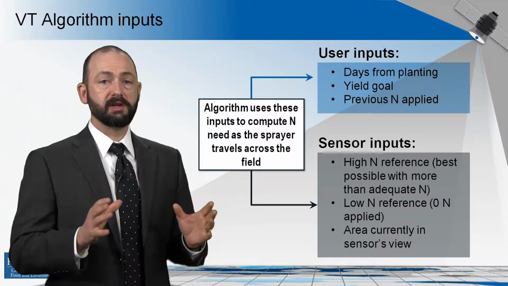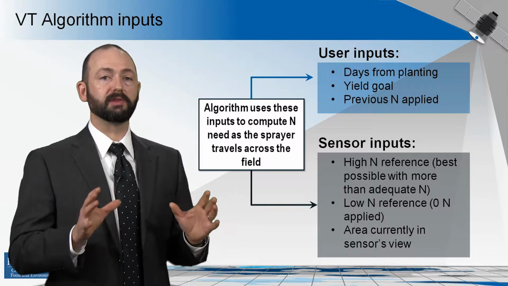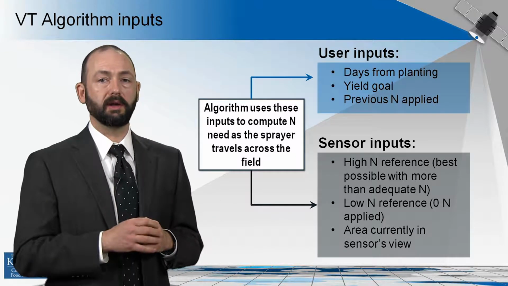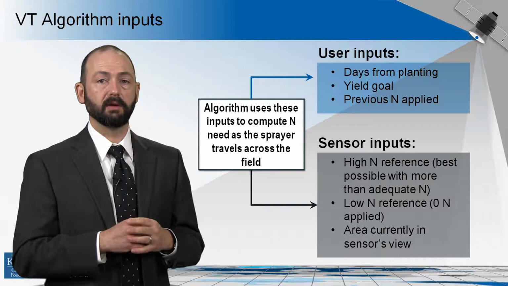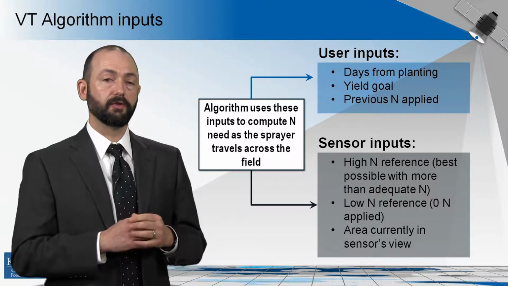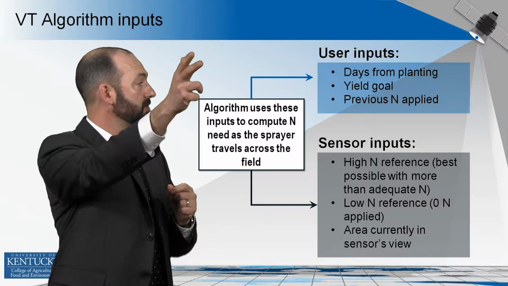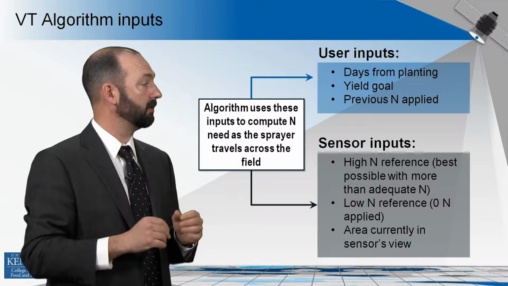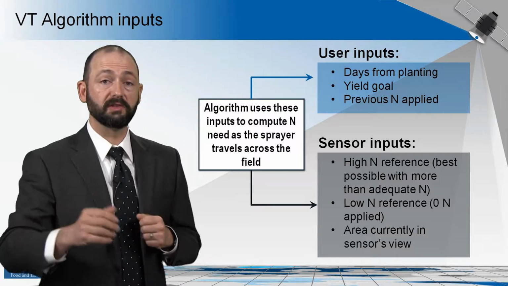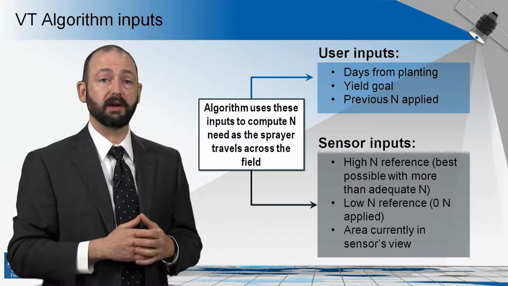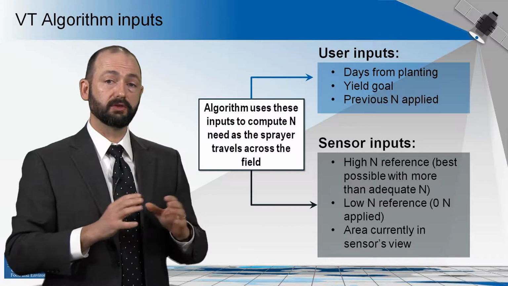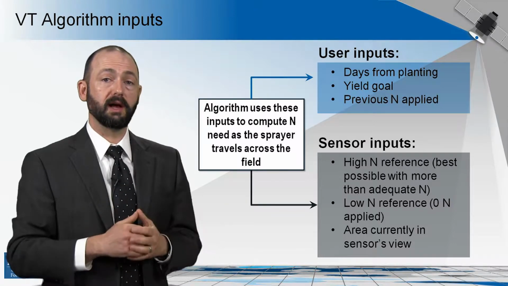So with the Virginia Tech algorithm, there are some inputs that go into calculating the nitrogen requirement as you travel across the field in your sprayer or fertilizer applicator. The first category is the user inputs. What we've got up here are days from planting, your yield goal, and the previous nitrogen or starter nitrogen that you applied to that crop. That's what you put in before you start applying to the field.